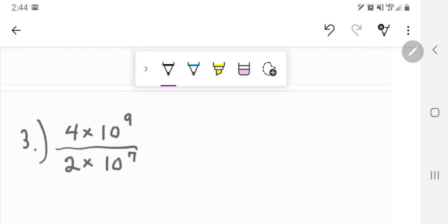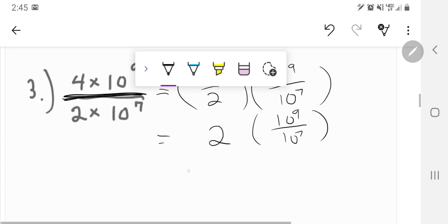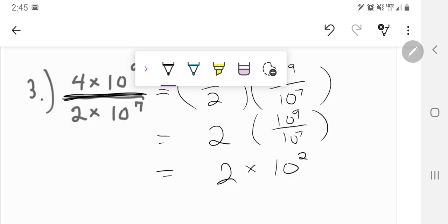Number 3. Okay, now we're on to division. So you're going to look for the division section of your review sheet, and you're going to follow the directions there. First step, associate the non-powers and the powers. Next step, divide. 4 divided by 2 is 2. And we still have the powers. And last step, we have to use the quotient of powers property, which gives us 9 minus 7, which equals 2. So that's our exponent for this problem.